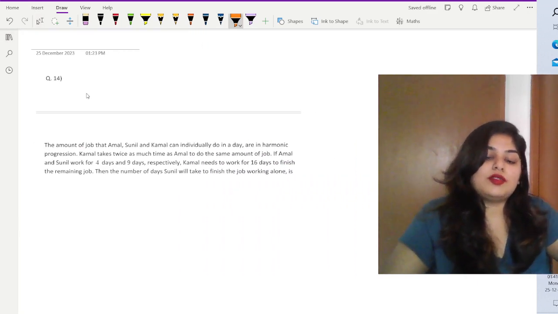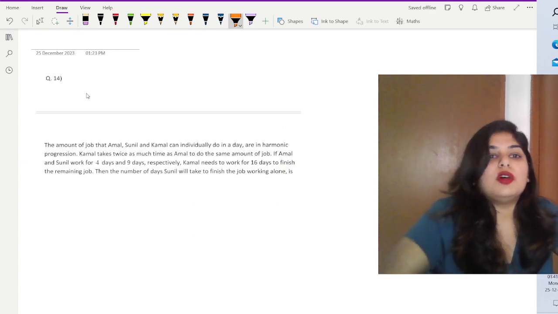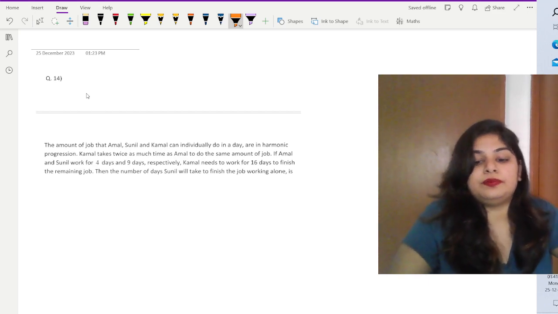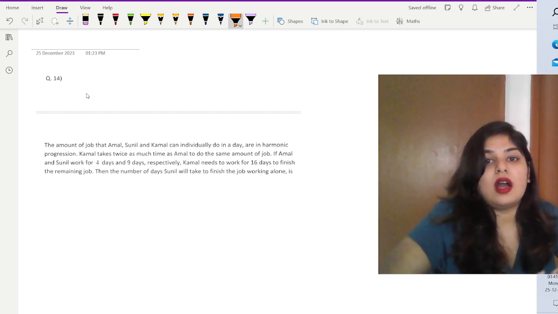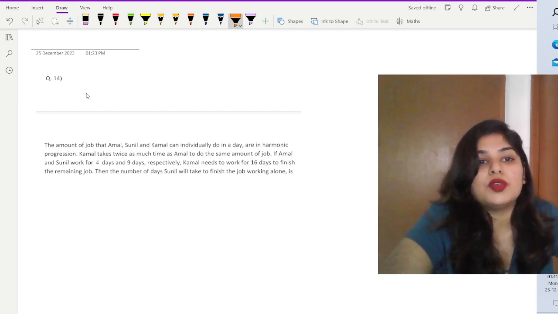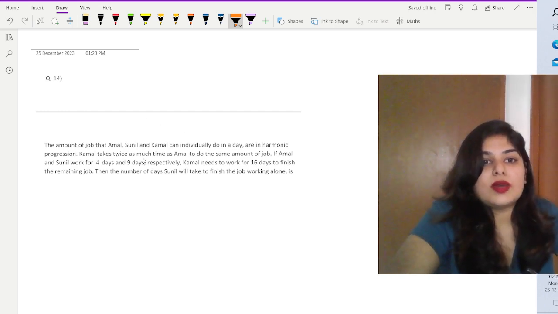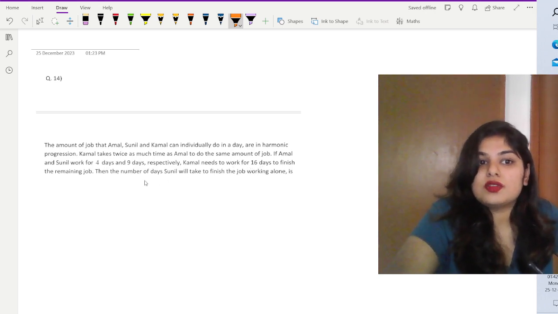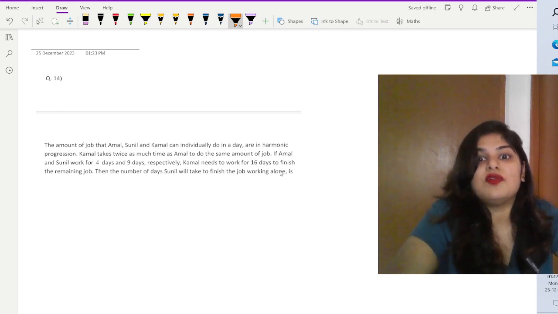Now, the next question is about the amount of job that Amal, Sunil and Kamal do. There are three individuals who are working, and their one day work is given in a harmonic progression. Now, Kamal takes twice as much time as Amal to do the same amount of job. If Amal and Sunil work for 4 days and 9 days respectively, Kamal needs to work for 16 days to finish the remaining job. The number of days Sunil will take to finish the job working alone is how much?